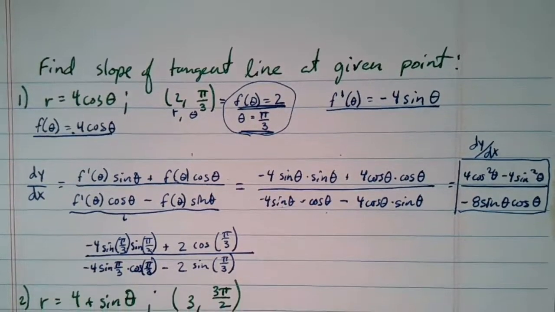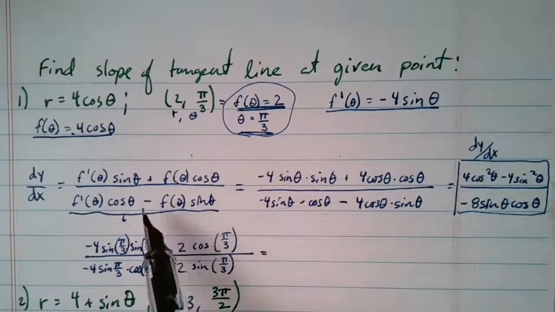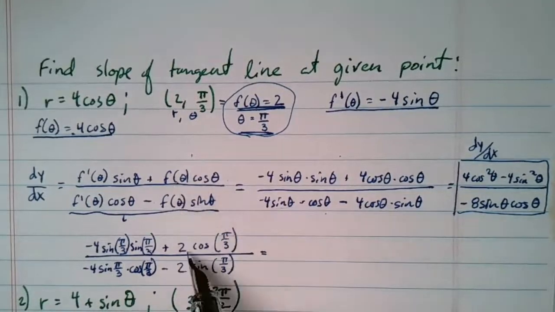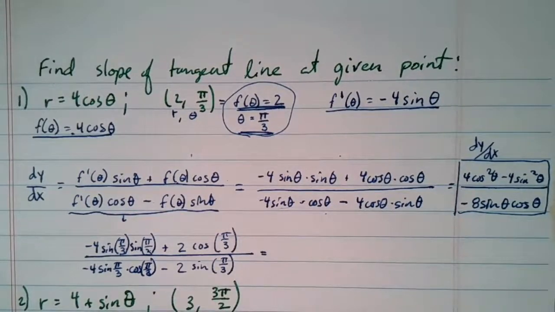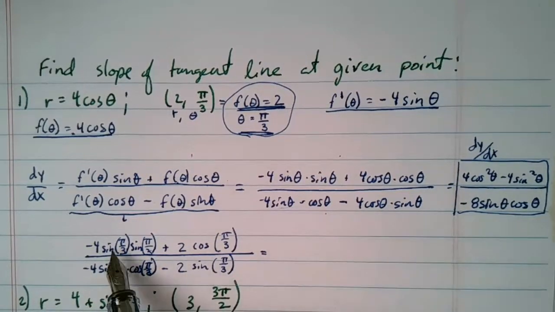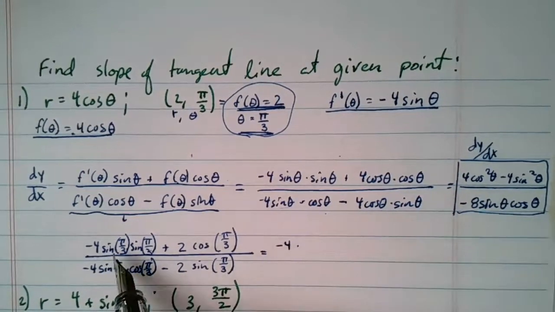For this particular general case, for this specific case, we're going to plug in pi by 3, and for f of theta, we're going to plug in 2, which is equal to r. Okay? So now what do we get? All right, we've got to plug in these numbers and see what we get. Okay? Well, this is going to be negative 4 times the sine of pi by 3, right?